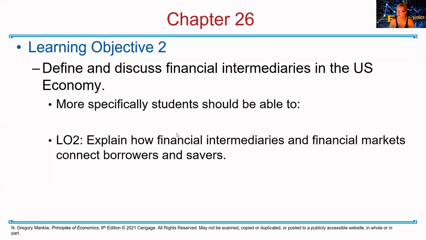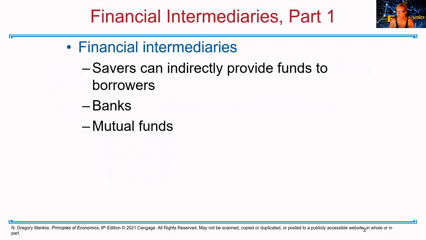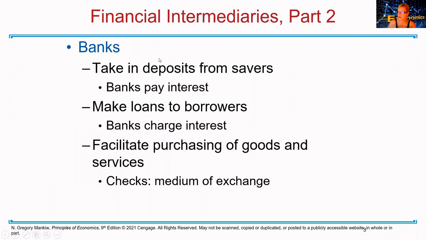Okay. So what we're doing in this objective is we're going to take a look at financial intermediaries particularly. And again, one of the things I really want you to take away is that we can indirectly provide funds to savers, to investors. Banks do this, mutual funds do this, and let's start with the idea of a bank.